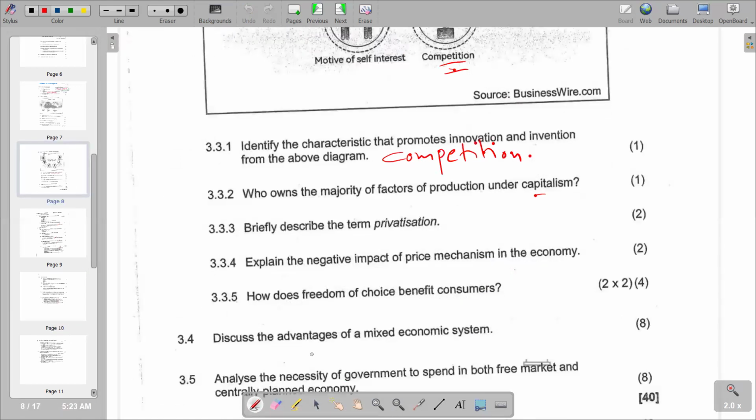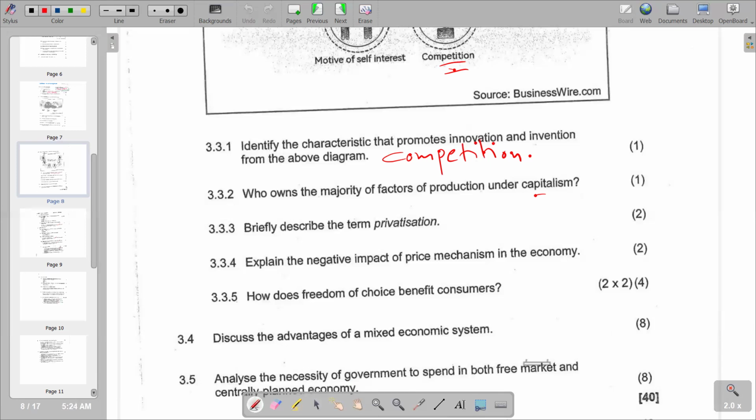Then we go to the next part, which is discuss the advantages of a mixed economy. Remember, a mixed economy is an economic system whereby we have both the market economic system and the centrally planned economic system. So you've got a combination of the two. So what are the advantages? Obviously, the disadvantages of a market system will be complemented by the strengths of a centrally planned economy. So basically, that's what we have in terms of a mixed economic system.